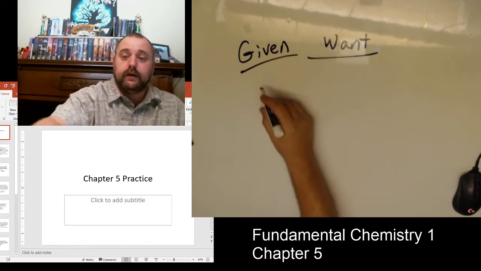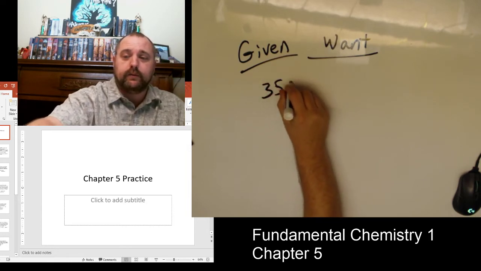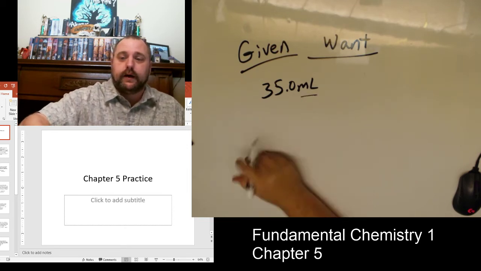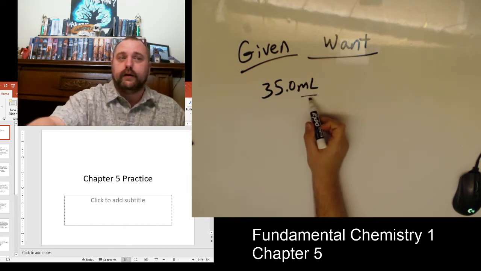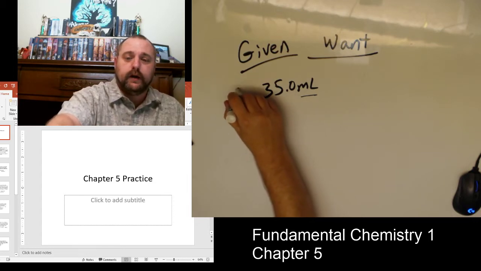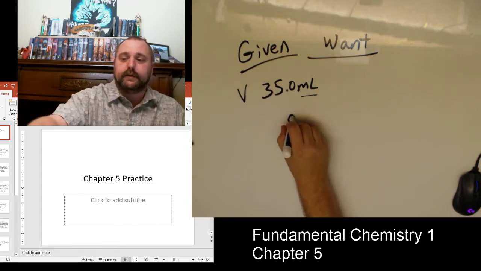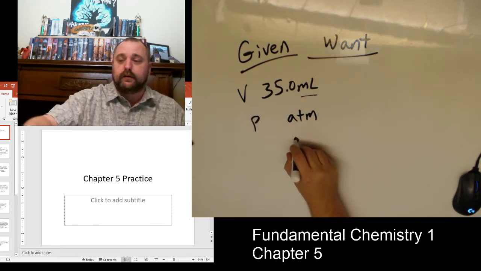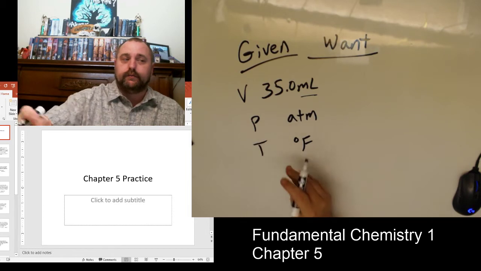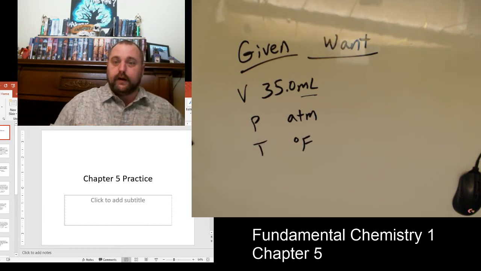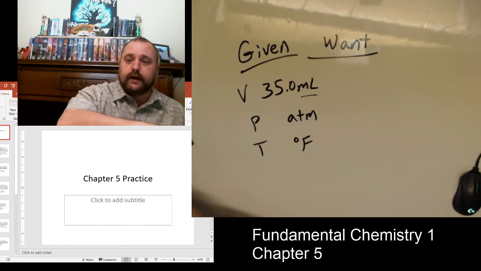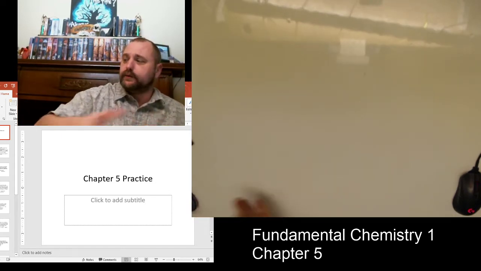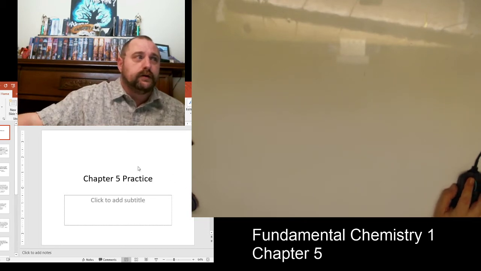And then let's say they tell us something like 35.0 milliliters. We need to be able to recognize the units and the symbol that goes with that. So if it's milliliters, it'll be volume, and so that'll be a V. If we see something that has ATM, that'll be a P. If it's degrees Fahrenheit, that'll be our temperature. And so learning to recognize these things is going to be the key to this chapter, and most of the rest of the chapters. So it's a very important skill. So let's start with some chapter 5 problems.